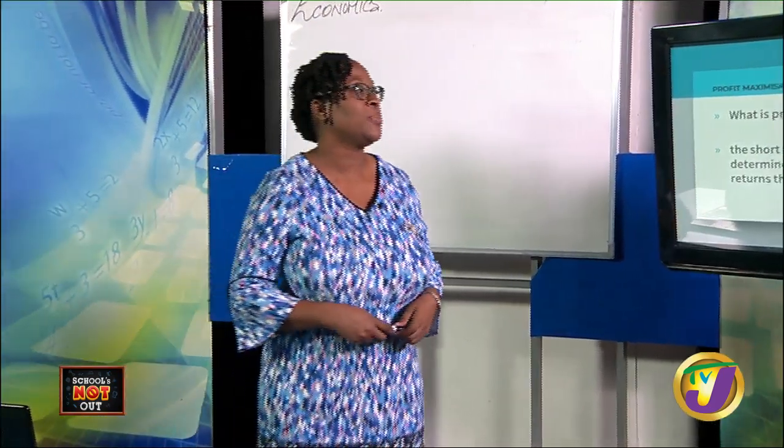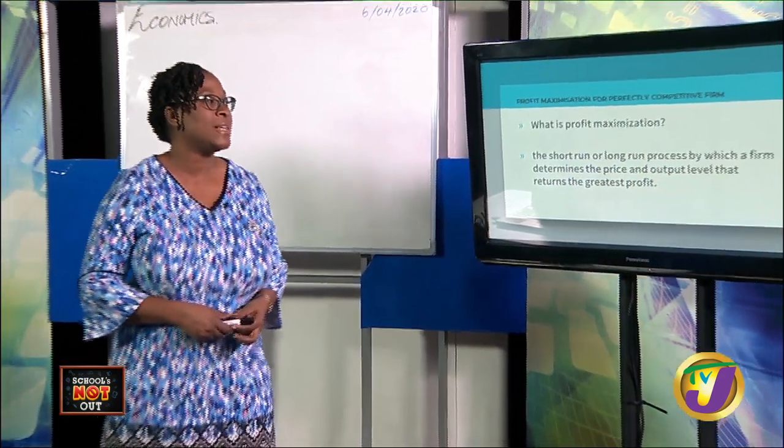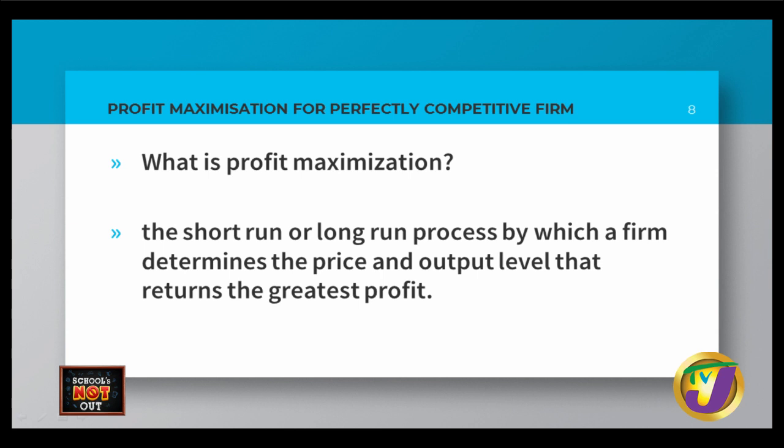Now let us look at profit maximization, because this will tell us how price and output is determined by the firms. So for definition purpose, it is a short or long run process by which a firm determines the price and output level that returns the greatest profit.